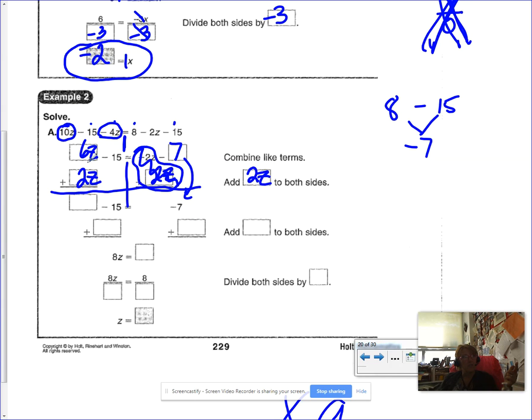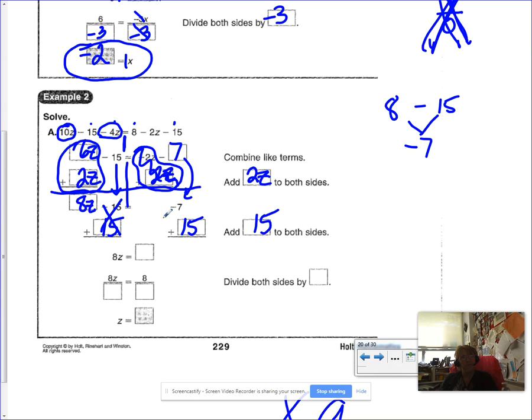Combine like terms here, 6z and 2z combine to give you 8z. -15 comes on down. Now this is cleaned up a whole lot better. 8z minus 15 equals -7. Let's attack and get rid of subtracting 15 by adding it. We're going to add 15 to each side.